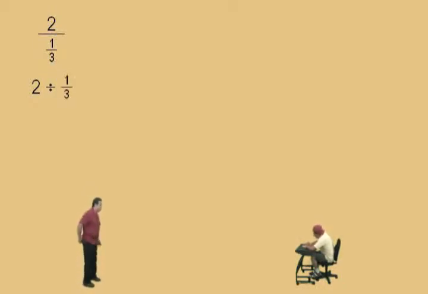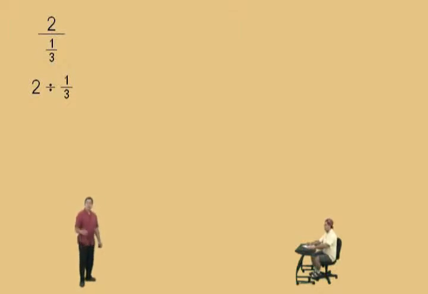All right, Charlie, you see that 2 up there? Yeah. We're going to take that 2 and we're going to divide it by 1/3. That's right. If we want to use the division symbol, we can write this as 2 divided by 1/3. There it is. Now, what we are being asked here is how many 1/3 go into a 2.